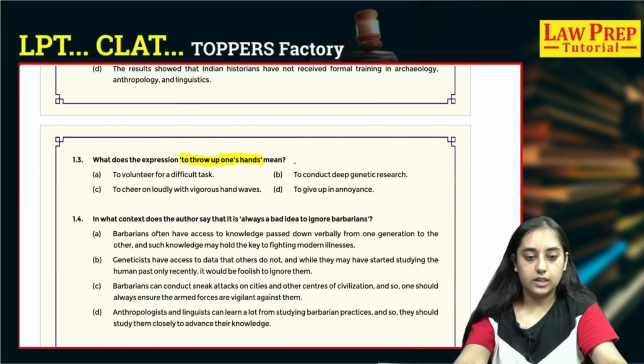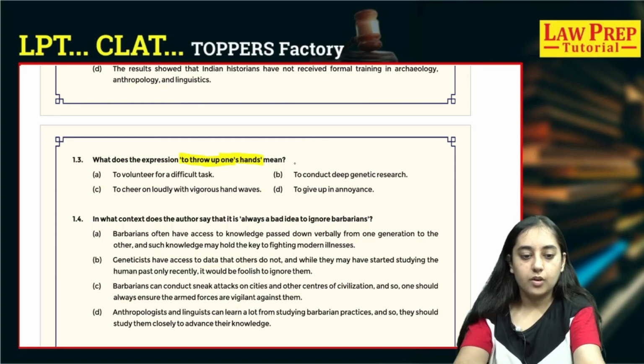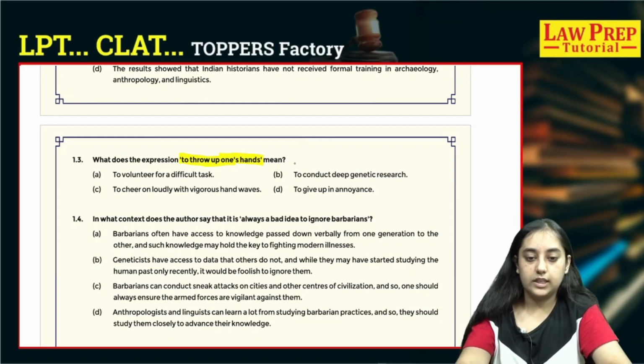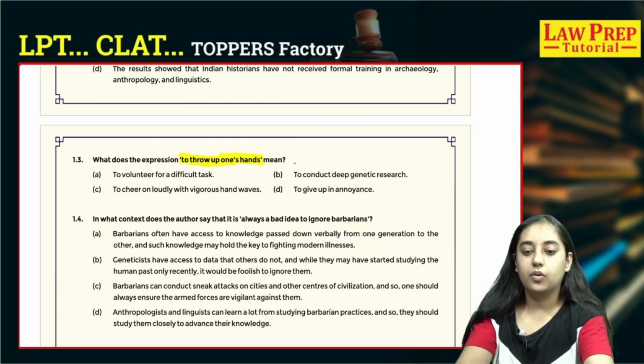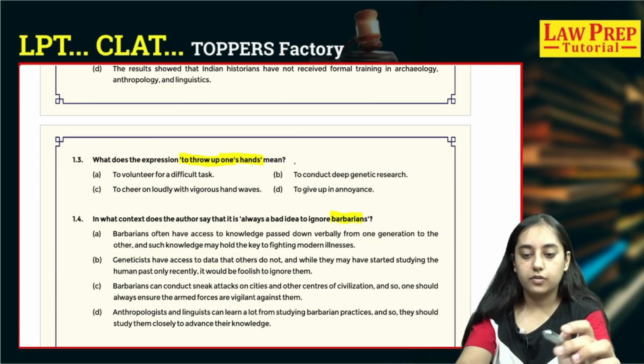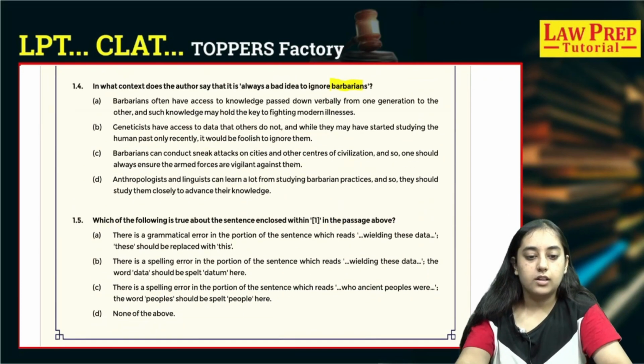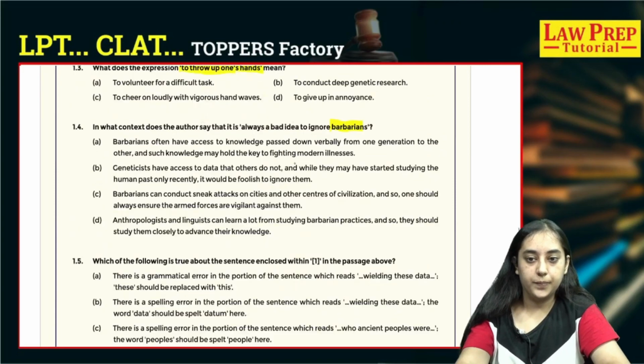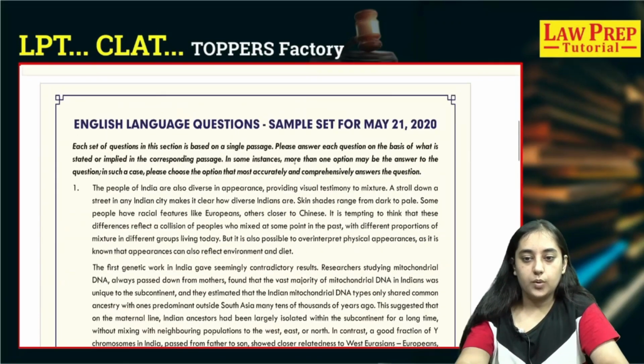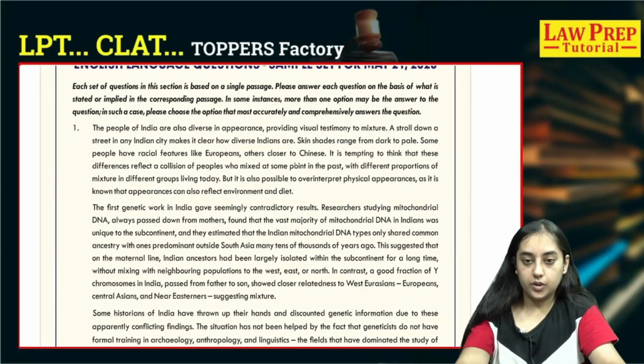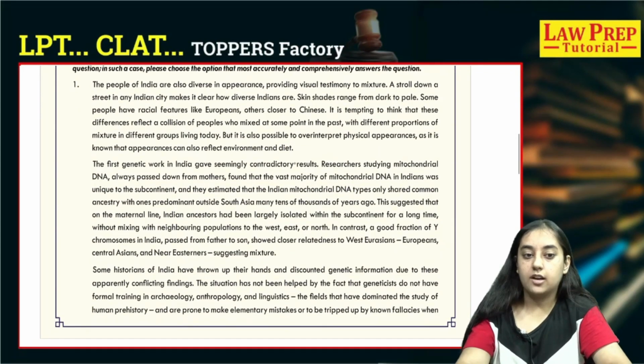Then what's the next thing? In what context does the author say that it is always a bad idea to ignore the barbarians? So again, we have to focus on barbarians. Then, which of the following is true about the sentence enclosed within one? So we have to also check the sentence which is enclosed within one. Okay, let's start reading the passage. You can pause the video here, check out the sheet, time yourself and read it along with me.